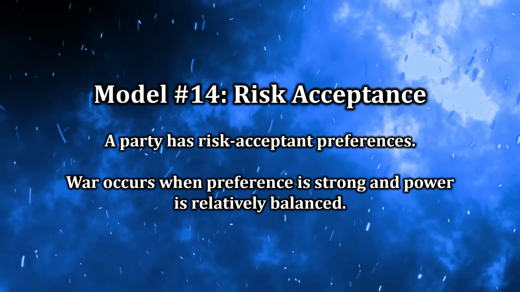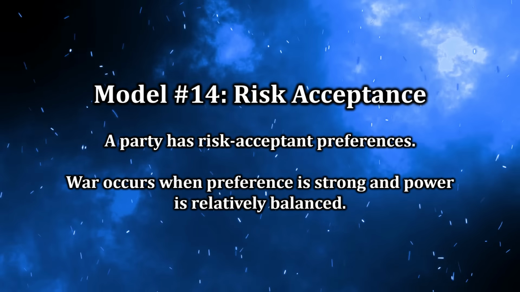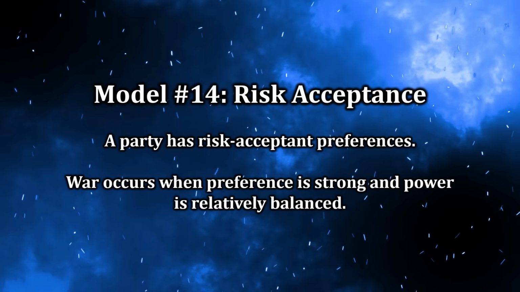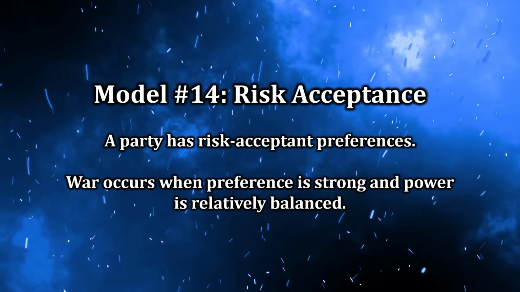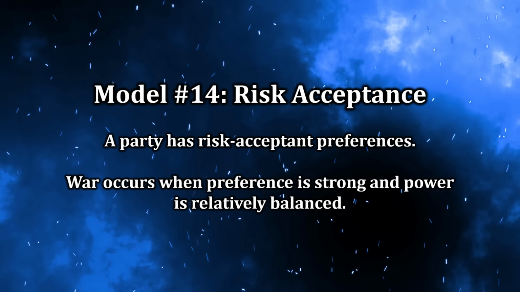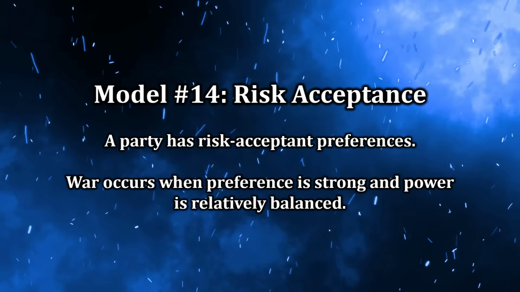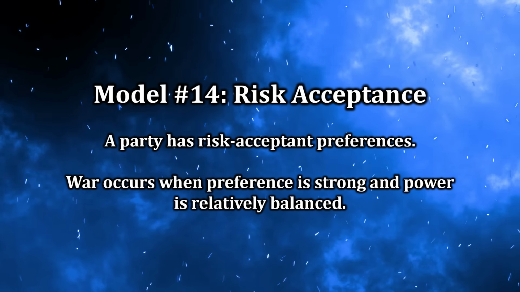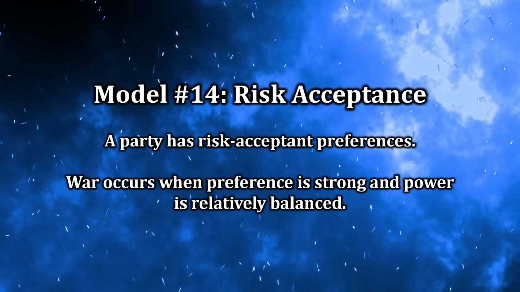Model number 14. Risk acceptance. What if the parties do not have risk-neutral preferences, but instead are risk-acceptant? When the parties had risk-neutral utilities, meaning that their payoffs for acquiring any portion of the bargaining good were simply the percentage of the good, the costs of fighting made war inefficient.